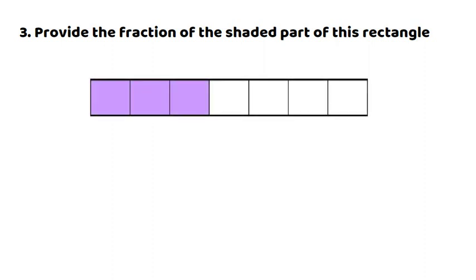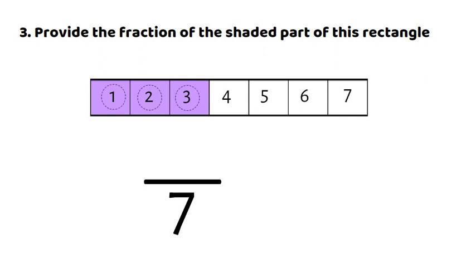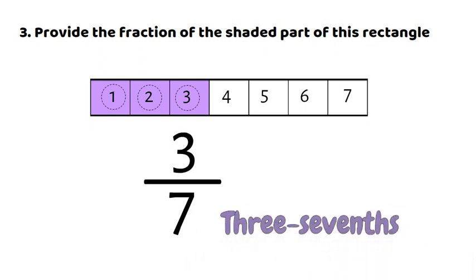In number 3, we see a rectangle has been given. This rectangle has been divided into 1, 2, 3, 4, 5, 6, 7 equal parts. We therefore know that the denominator of the fraction would be 7. The number of parts that have been shaded are 3. So the numerator would be 3. The fraction of the rectangle that has been shaded is therefore 3/7.